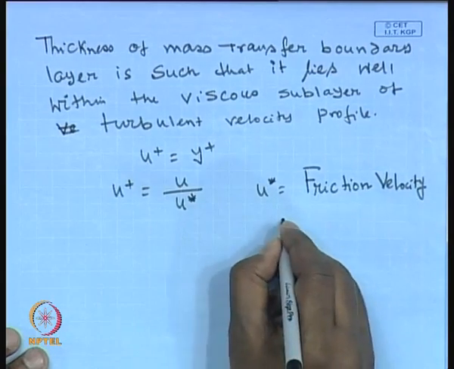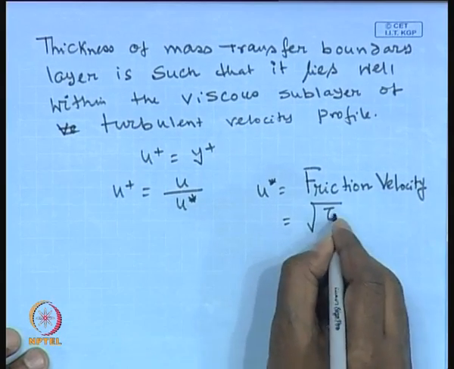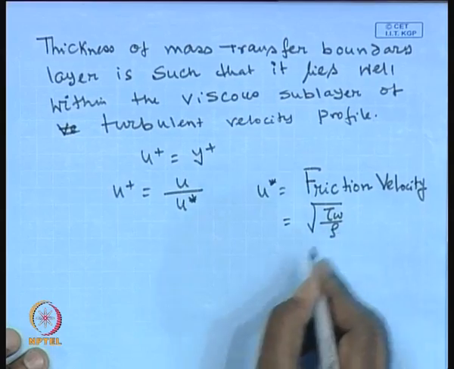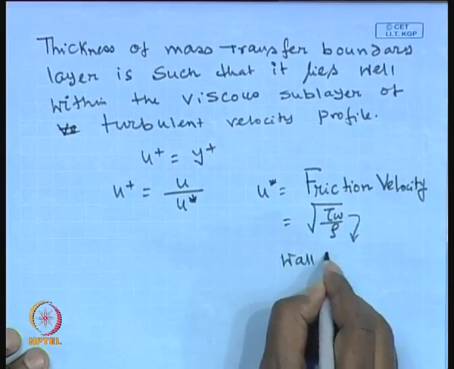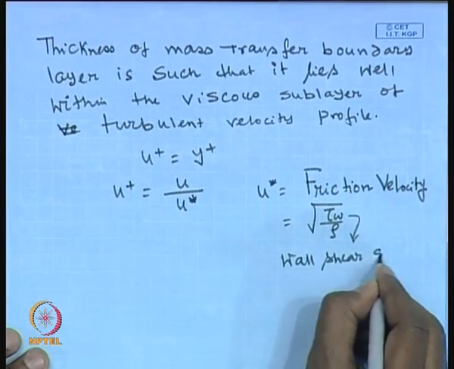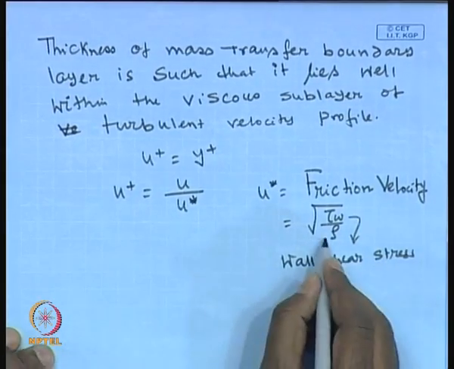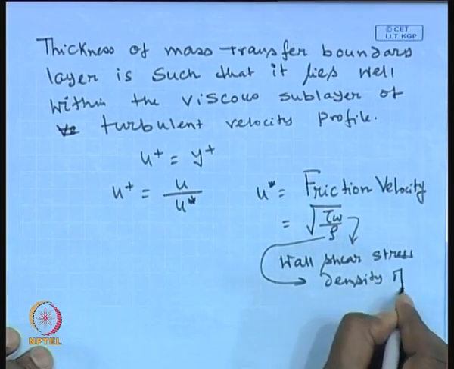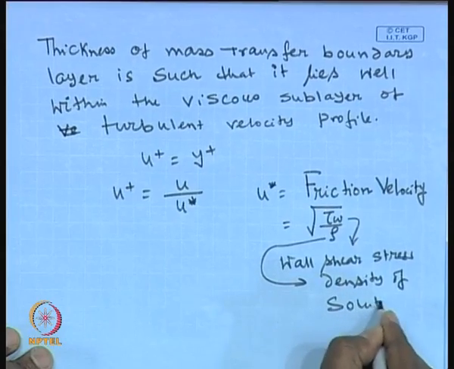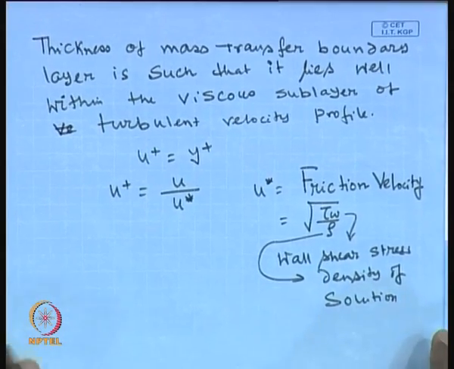And this is nothing but under root tau w by rho. What is tau w? Tau w is the wall shear stress, and rho is the density of the solution or the medium.